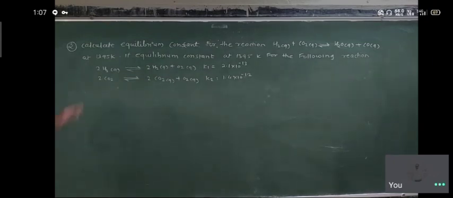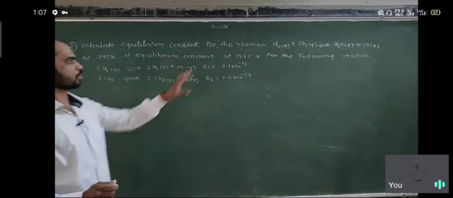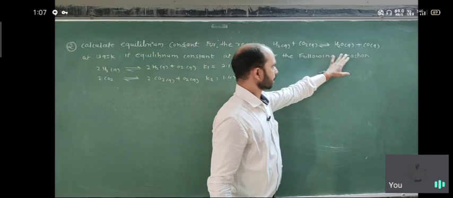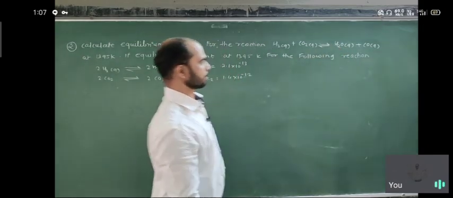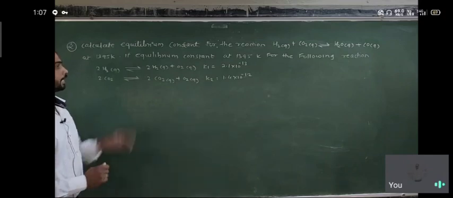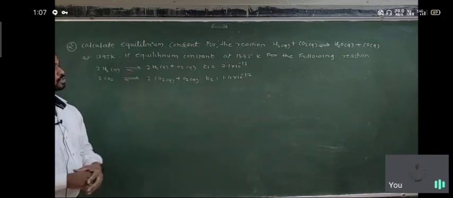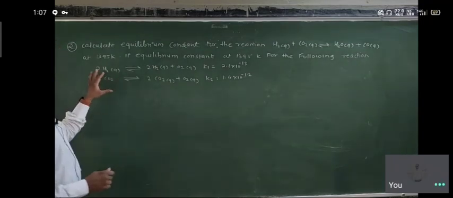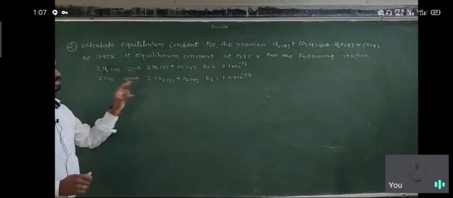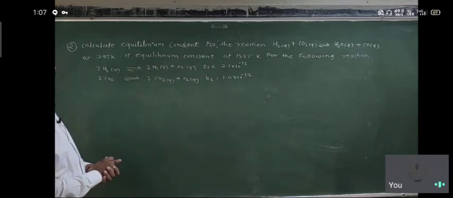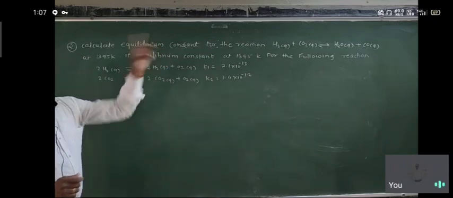Okay, there is one more problem given to you. Calculate the equilibrium constant for the reaction H2 plus CO2 gives H2O plus carbon monoxide CO at 1395 Kelvin, if the equilibrium constants at 1395 Kelvin for the following reactions are given. So the two reactions are given to you. Using these two reactions, we can calculate the equilibrium constant for the given reaction.